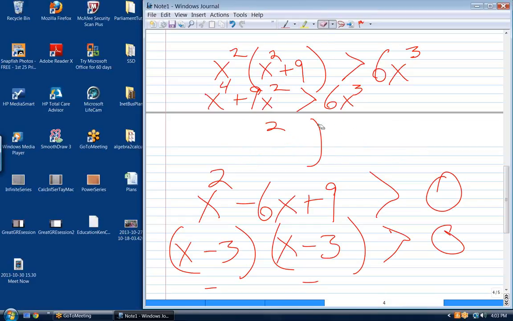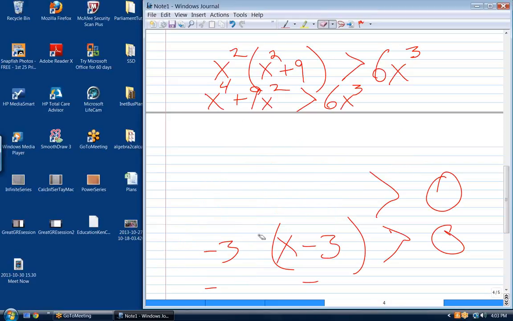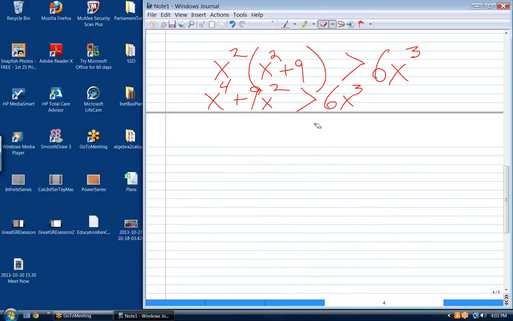So, let's continue to solve this in the way that we know how. What would be the next step here? I want to solve it both methods. I want to solve it the method where I divided both sides by x squared, and now I want to solve it by moving everything over to one side and making 0 on the other. Okay, so did you subtract 6x cubed?